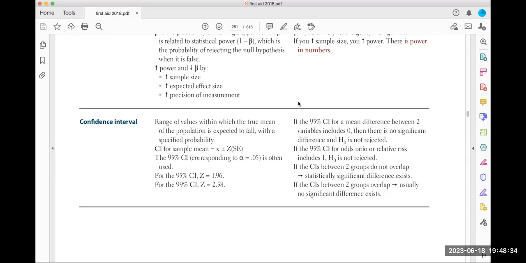So now we come back to the z-score. You're using the z-score because you want to know the confidence interval. I don't know if that answers the person's question.